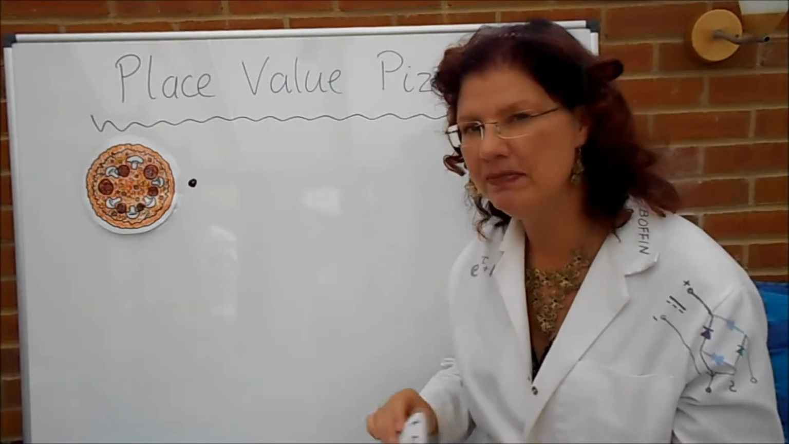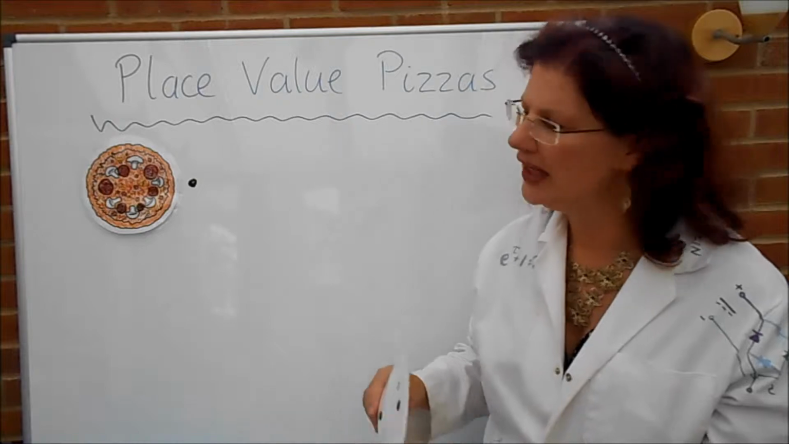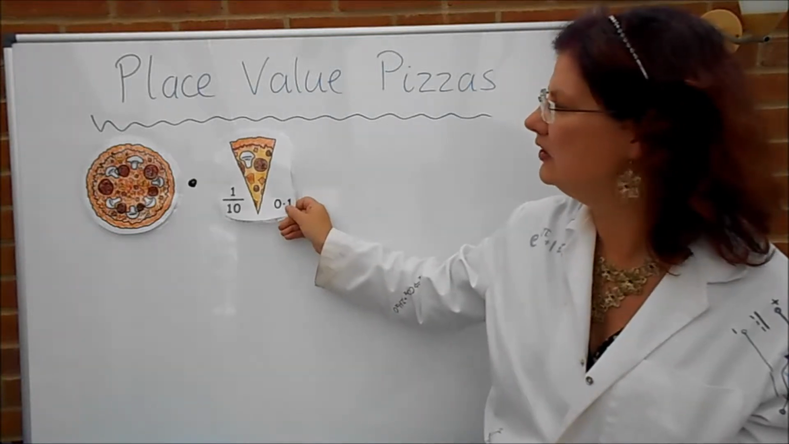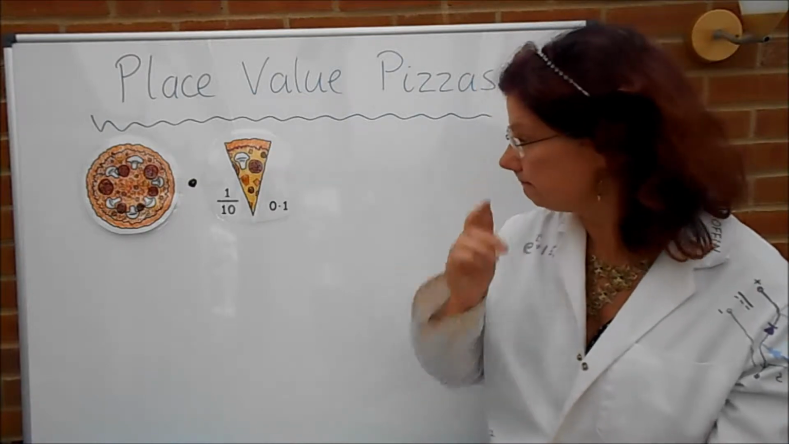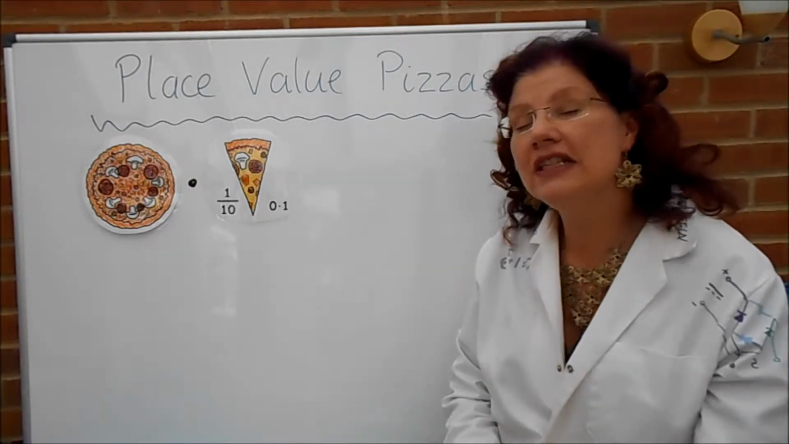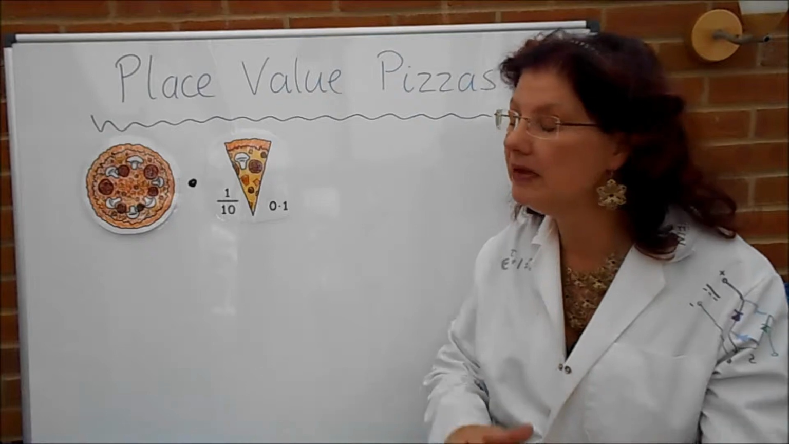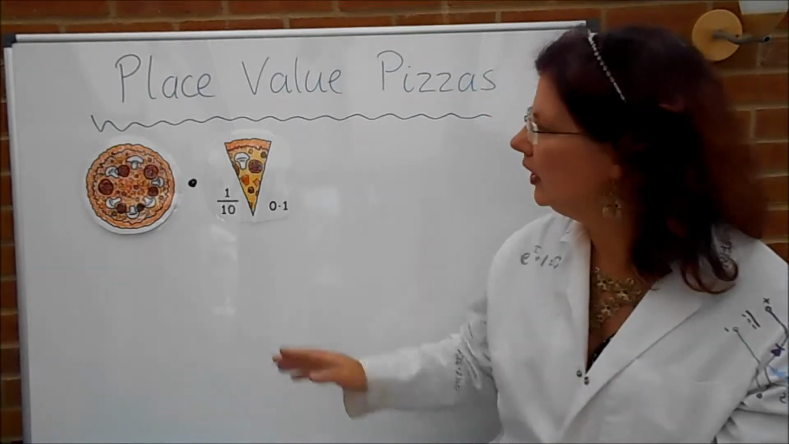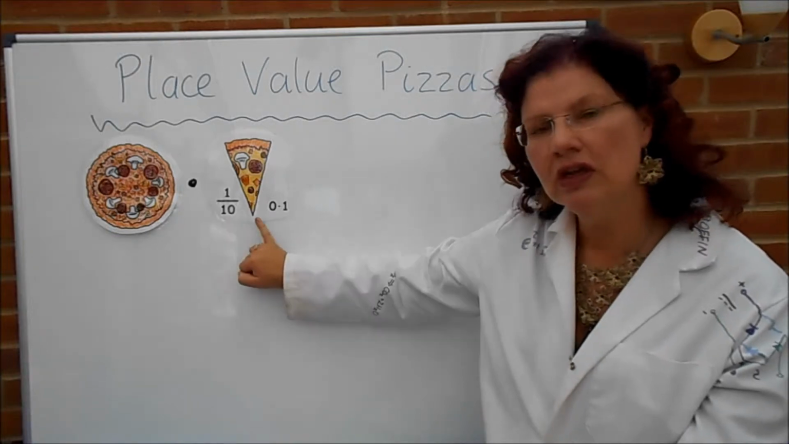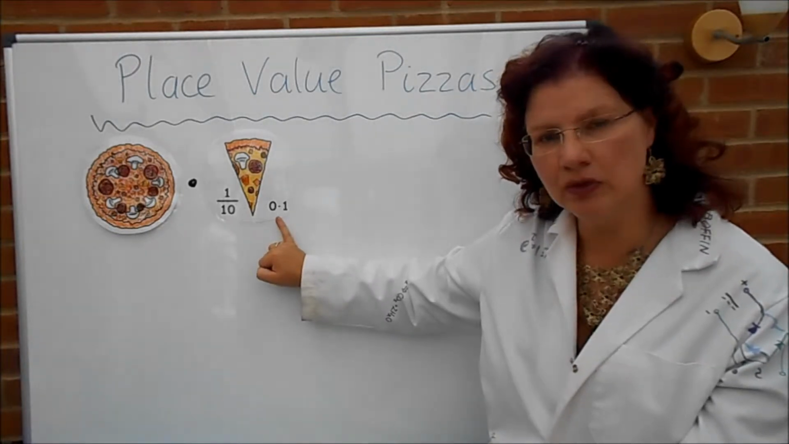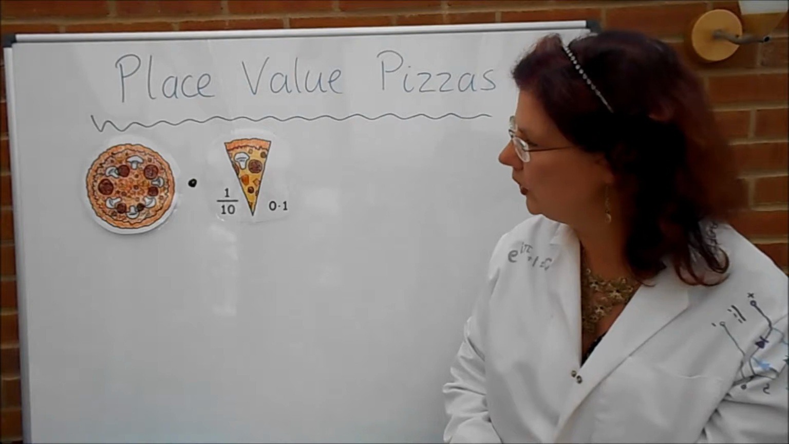So here's our first bit of pizza. This is maths land, so all pizzas are divided into 10 slices, and there's 1/10 of a pizza. You may have pizzas at home divided into 5s or 6s or 8s or something, but in maths land they're always tenths. So one slice is 1/10 of a pizza, and here it is written as a fraction, and here it is written as a decimal. You can use either notation depending on what you're doing.